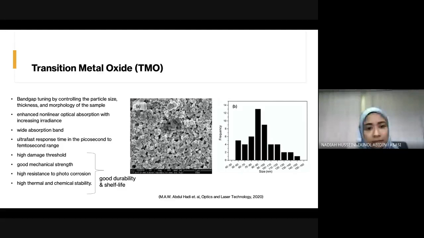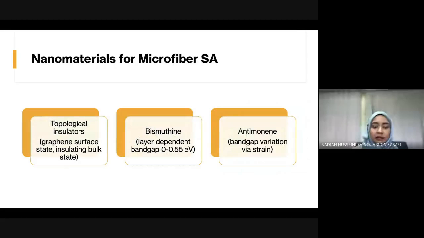The band gap tuning of TMO is not conclusive yet because there are other TMOs that have not been explored yet. So we are still waiting on that. Or if you don't want to wait, you do the research. And other nanomaterials include topological insulators, where it has a graphene surface state. It has zero band gap at the surface, and it has a semiconductor or insulating property in the bulk. And then you have bismuthene, which is layer-dependent band gap from 0 to 0.55, and antimonene band gap variation via strain, which is something very interesting.